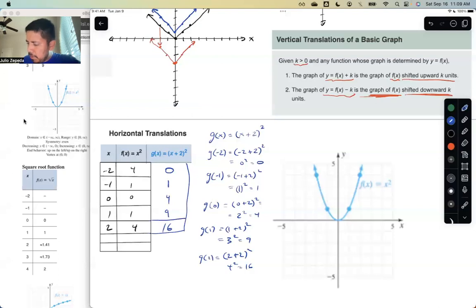So how are these two functions related? Let me plot all of the points that I can. And remember that we're using these as x values and these as the y values for g. Okay, so -2, 0.